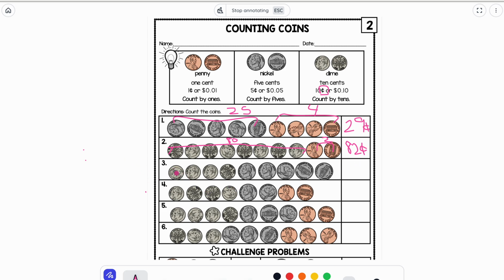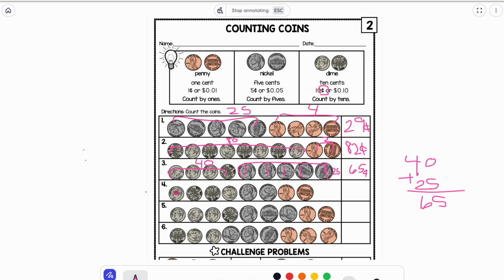All right, number 3. Once again, I'm going to count my dimes first by tens. 10, 20, 30, 40. I've got 40 cents here. Nickels, I'm going to count by fives. 5, 10, 15, 20, 25. This is 25. I'm going to add, and if you can't do it in your head, that's fine. 40 plus 25. 5 plus 0 is 5. 4 plus 2 is 6. I've got 65 cents here. 65.